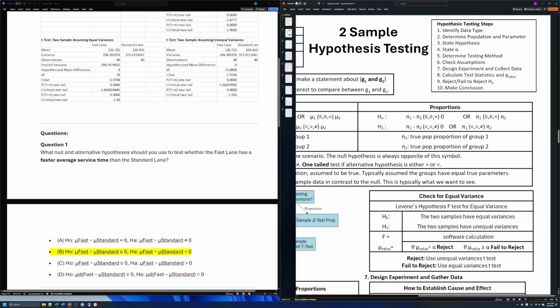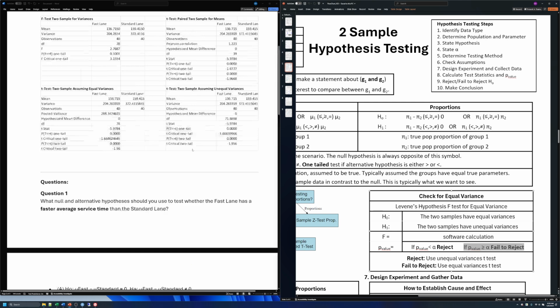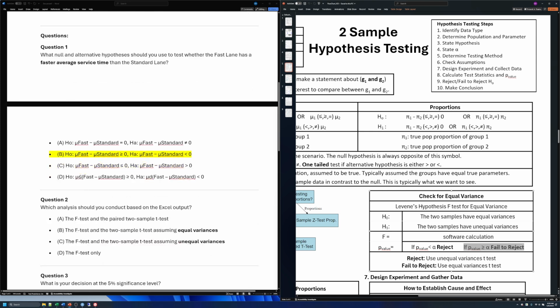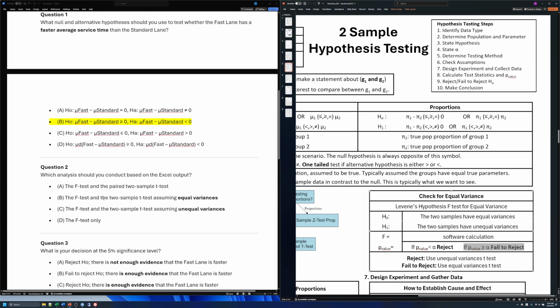Come over here and look at Levene's hypothesis. The null hypothesis is that the two samples have equal variance. The alternative is that the two samples have unequal variance. And what we did is we failed to reject because our p-value of 0.1, scroll up here, this p-value of 0.1 is greater than our alpha of 0.05. So because we failed to reject, we're going to use the equal variance. So coming down here, first we do the F-test, and then we do the two sample assuming equal variances.